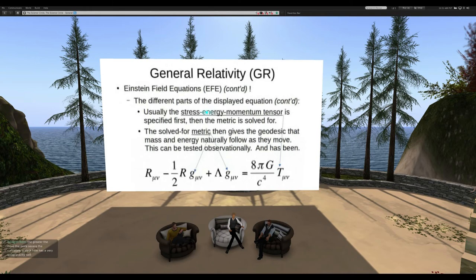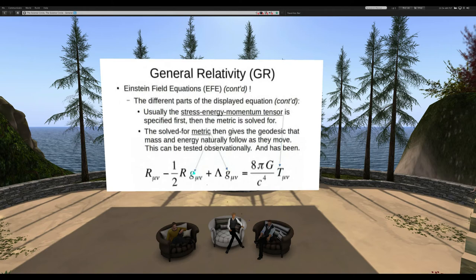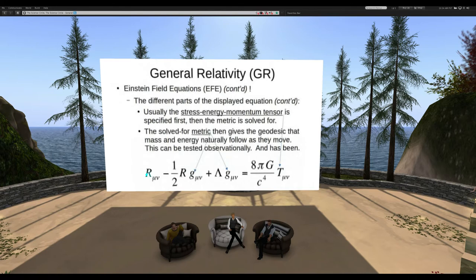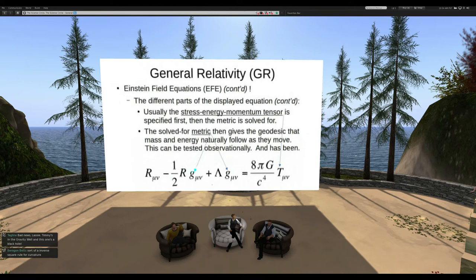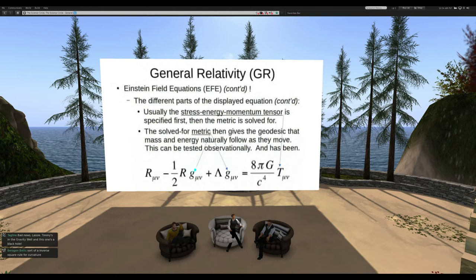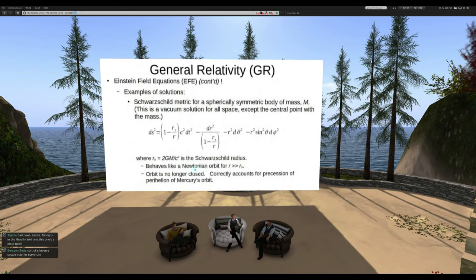So here are the Einstein field equations again. You start with a stress energy momentum tensor. You have an idea of what your system of mass and energy looks like and how they're moving, and you put them into your stress energy tensor. Then you have to make a guess at your metric. Once you make a guess at your metric, you have to create the curvature tensors and curvature scalar. Then you try to solve for this metric, or you try to make sure that they match up on both sides. And this is a major effort.